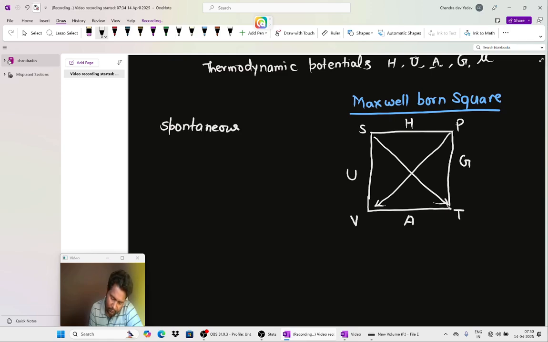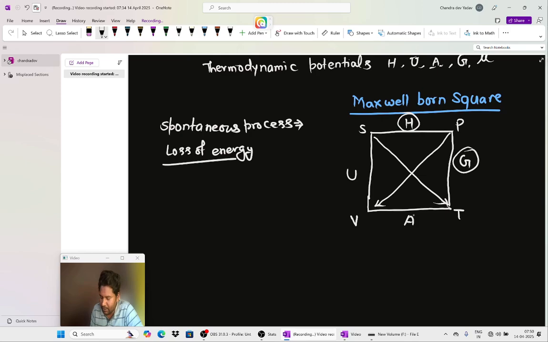Spontaneous process means loss of energy. If any system loses its energy, then the energy of the system decreases and the stability of the system increases. So loss of energy terms are enthalpy, Gibbs free energy, Helmholtz free energy, and internal energy.